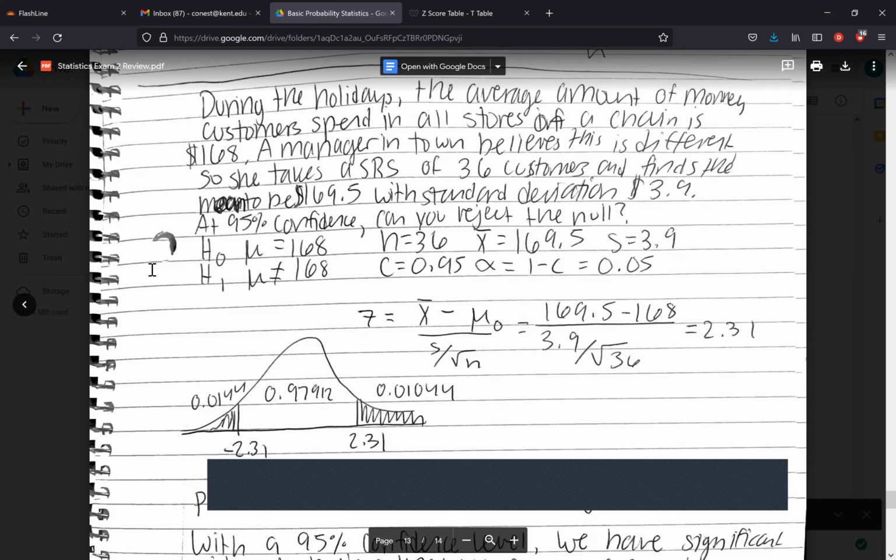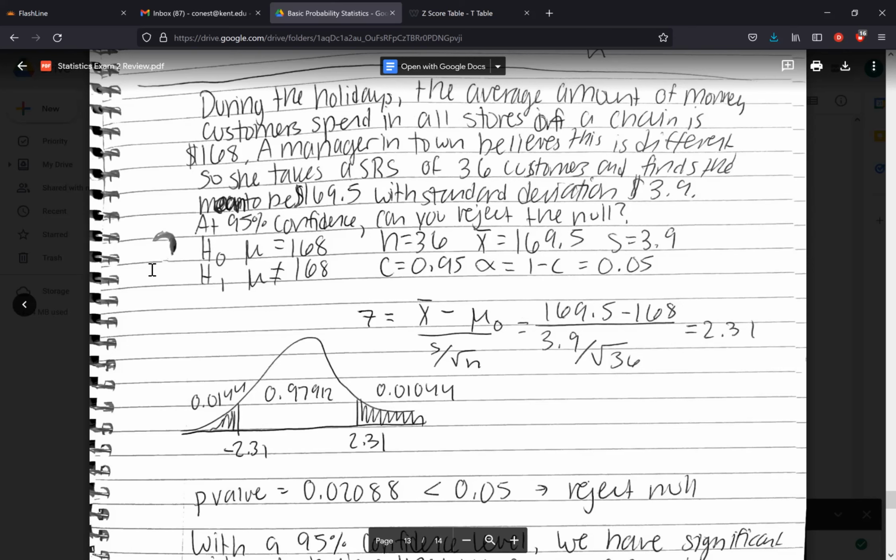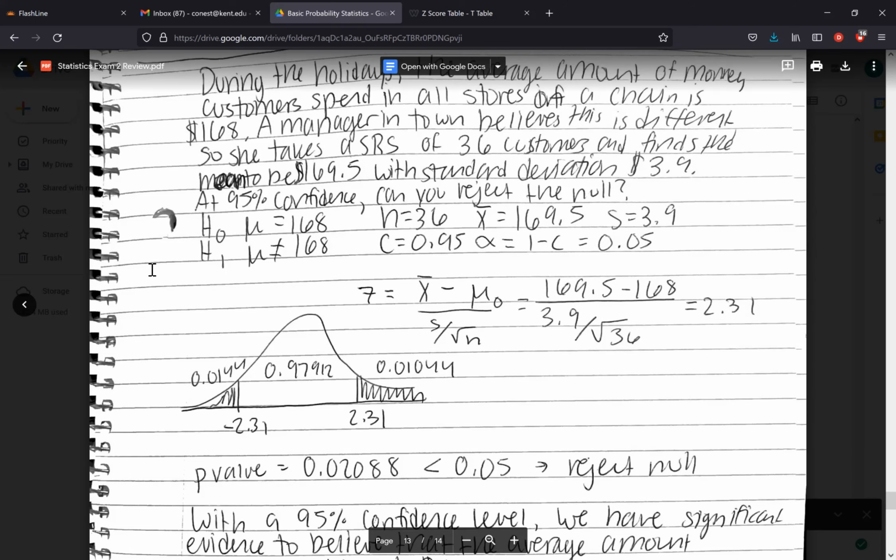Here's an example. During the holidays, the average amount of money customers spend in all stores of a specific chain is 168. A manager in a town believes that this is different, so she takes a simple random sample of 36 customers and finds the mean to be 169.5 with a standard deviation of 3.9. At a 95% confidence level, can you reject the null?